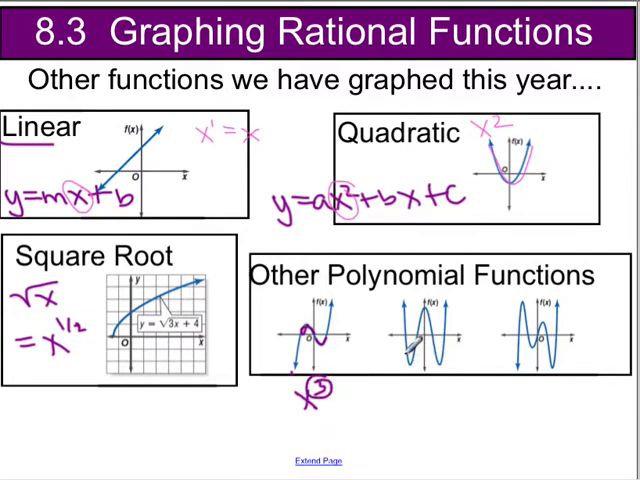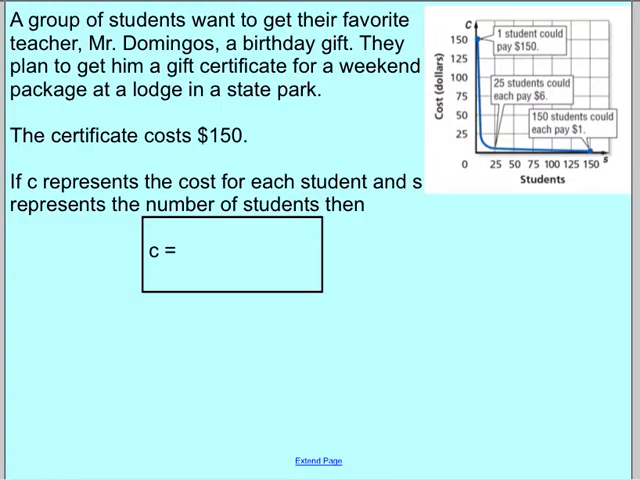The next one, we'd have 1 turn, 2 turns, 3. 3 plus 1 is 4, so I would have x to the fourth. So this is an x to the fourth polynomial. And then my last one, I have a turn here and here. There's 4 changes in direction or turns, and 4 plus 1 is 5, so this would be an x to the fifth polynomial. Okay. So we're going to go ahead now and look at, well, what is a rational function?